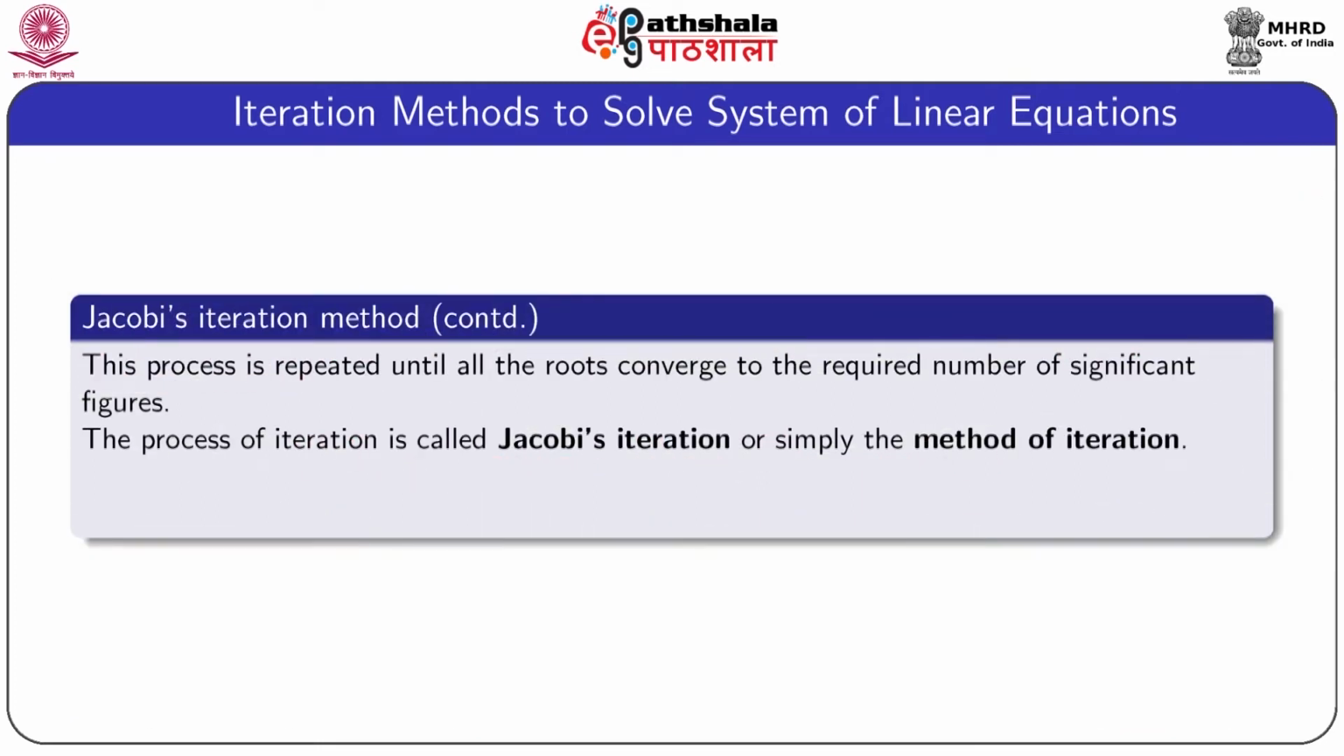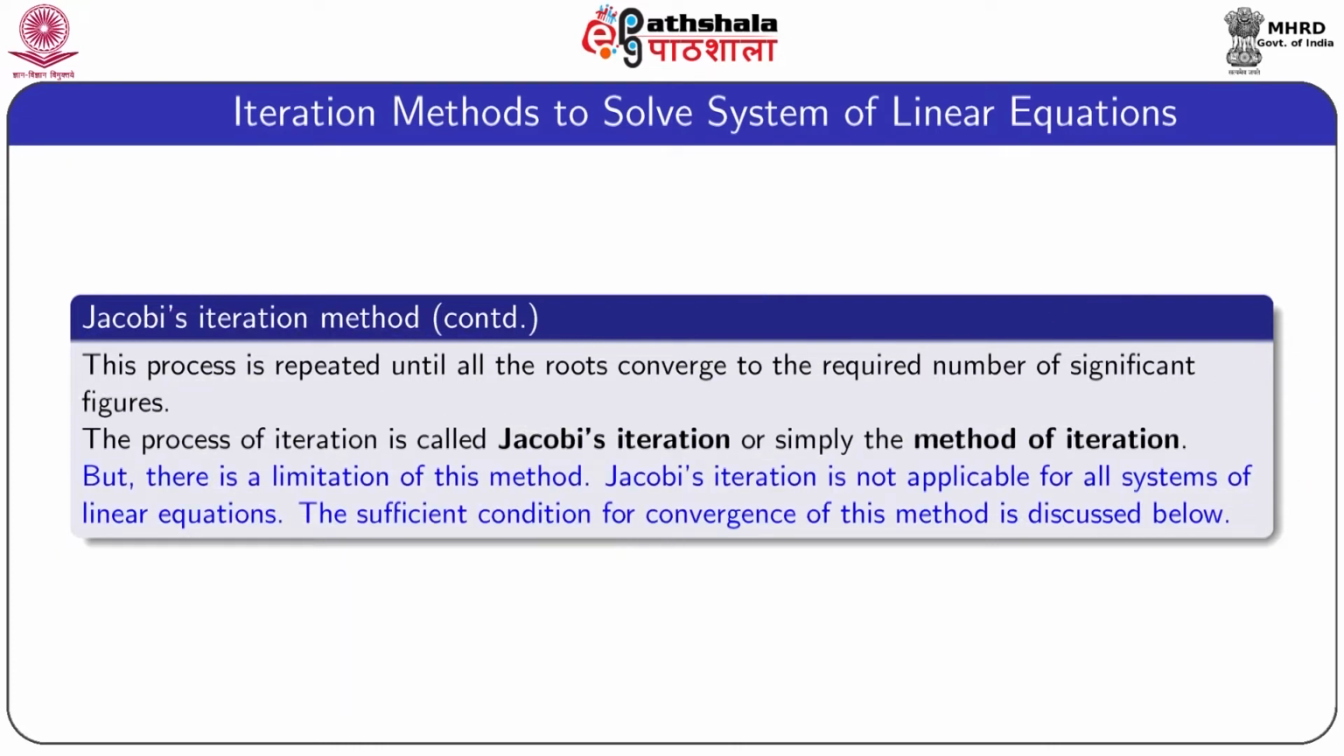This process is repeated until all the roots converge to the required number of significant figures. This process of iteration is called Jacobi's iteration or simply the method of iteration. But there is a limitation of this method. Basically, Jacobi's iteration method is not applicable for all systems of linear equations. The sufficient condition for convergence of this method is discussed in the next slides.